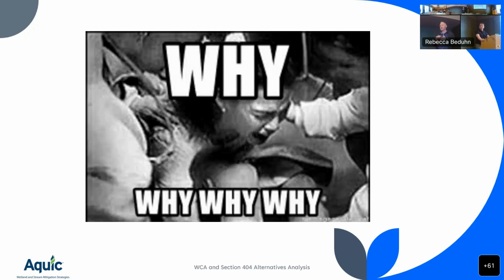Now, the alternatives analysis itself is couched within the sequencing process, but the fact is that this is kind of the bread and butter, the meat and potatoes, of the review standard that we call sequencing for WACA. So it's an absolute central tenet of the impact side of wetland management in Minnesota.